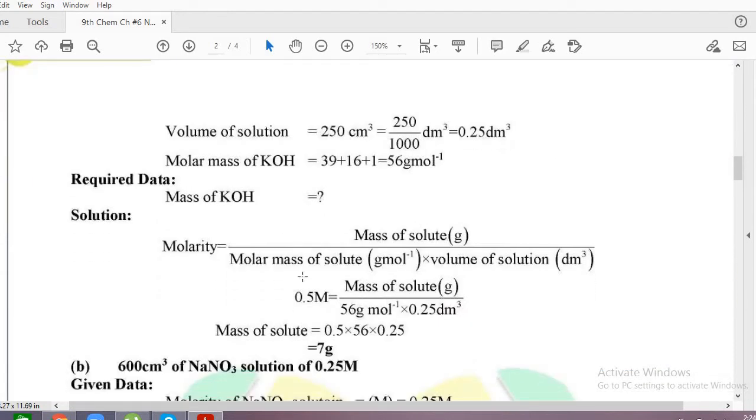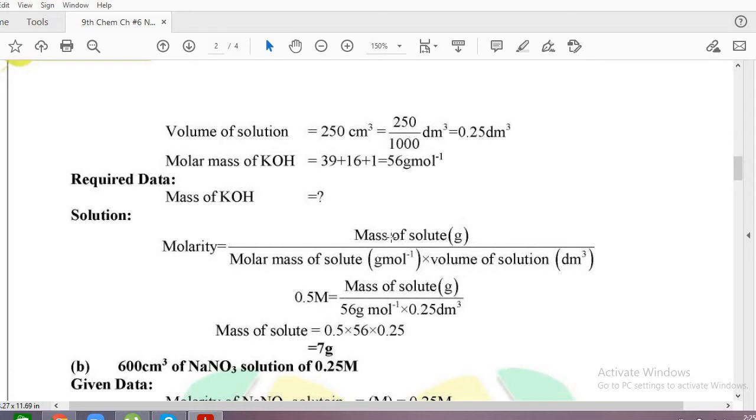Molarity is equal to mass of solute over molar mass of solute into volume of solution. We know that the number of moles is mass of solute divided by molar mass of solute. So basically the formula is molarity is equal to number of moles of solute divided by the volume of solution in dm cube. But as we are to calculate the mass of solute, we are opening the formula of moles, which is mass of solute over molar mass of solute.